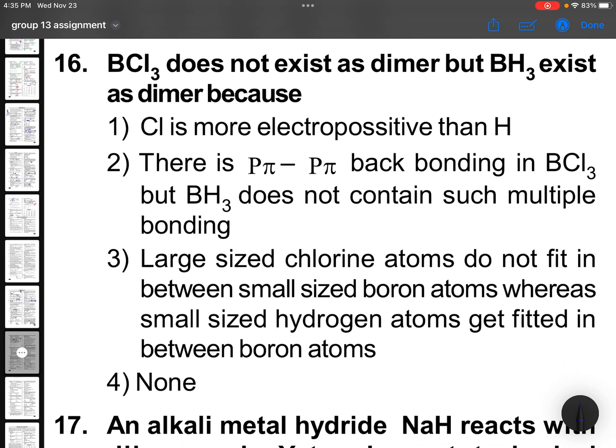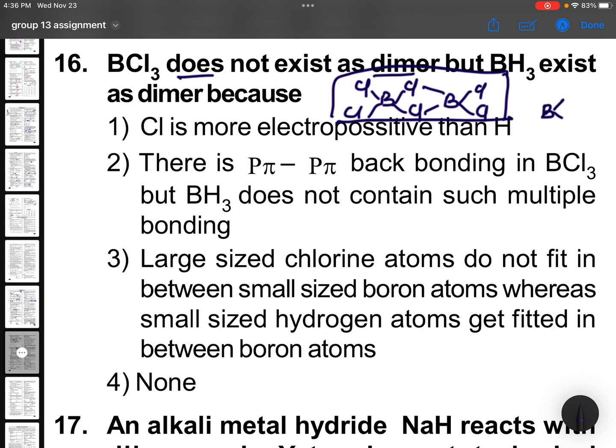16th question. BCl3 does not exist as a dimer, because a dimer would have bridges. Now, this kind of structure you are expecting, as for hydrogen in B2H6. This is diborane. Why not here like this? Possible means very low possibility. BCl3 does not exist as a dimer.